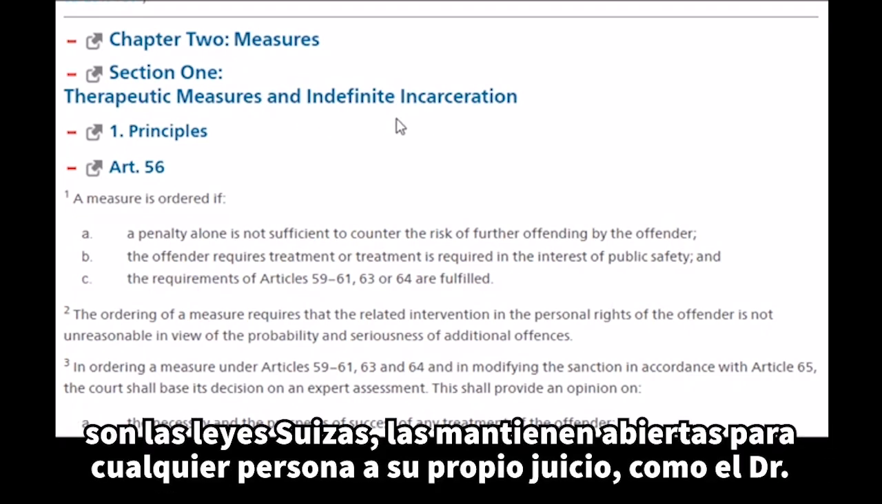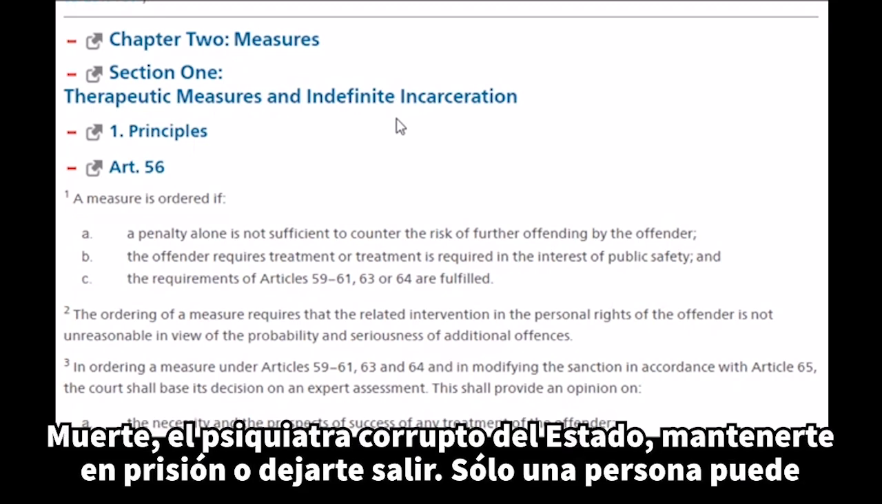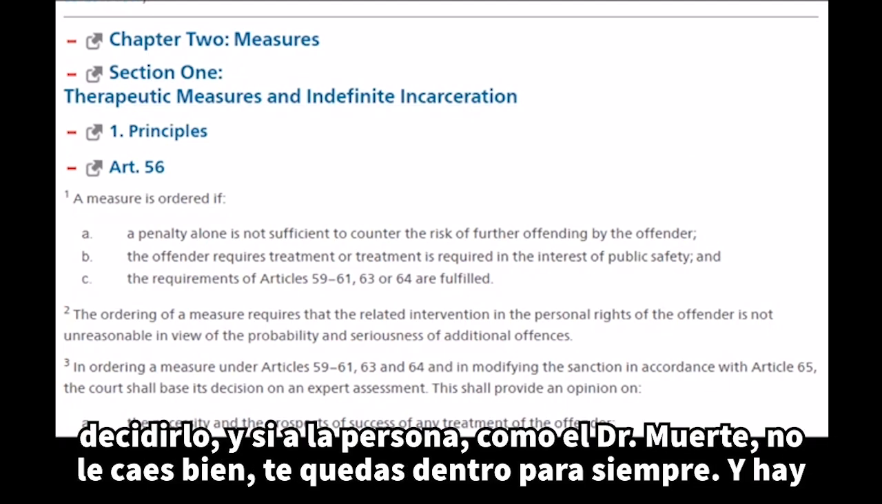So these are the Swiss laws, they keep it open for any person, by his own judgment, like Dr. Death, the corrupt state psychiatrist, to keep you in prison or to leave you out. Only one person could decide this, and if the person, like this Dr.